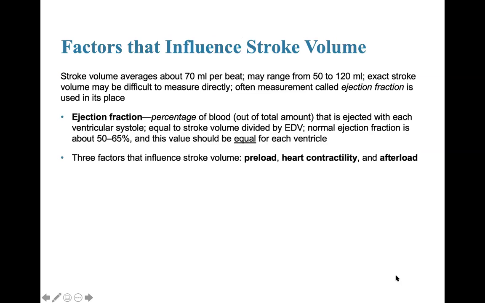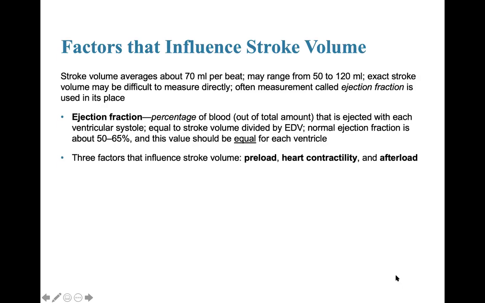Now, some factors that can influence stroke volume. Stroke volume averages about 70 mils per beat. It can range from 50 to 120 mils. The exact stroke volume may be difficult to measure directly. Oftentimes, a measurement called an ejection fraction is used in its place. And you might have heard, if you've had family members that have cardiac issues, they sometimes screen for the ejection fraction.